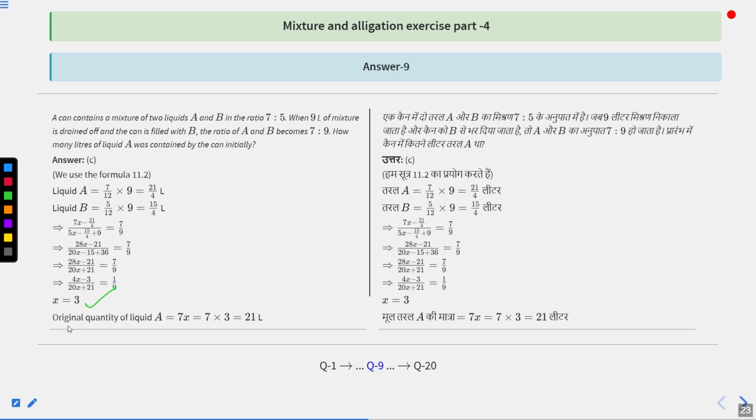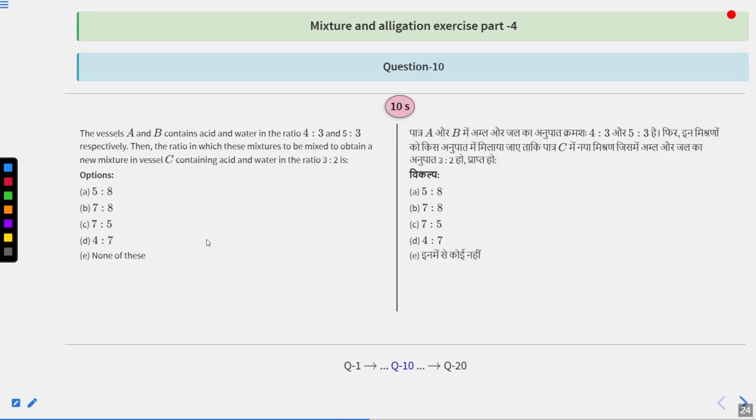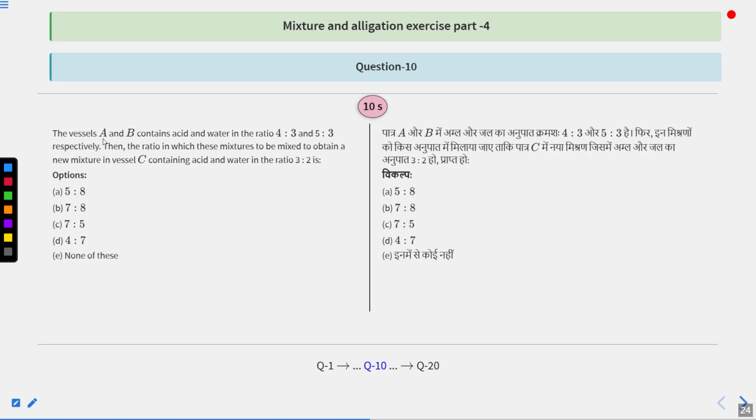So the question asks, what is the original quantity of A? The original quantity we let be 7x. So 7 into 3 will become 21 liters. Clear? Next one. The vessels A and B contain acid and water in the ratio 4:3 and 5:3 respectively. Then in what ratio should these mixtures be mixed to obtain a new mixture in vessel C containing acid and water in the ratio 3:2? You have 5 options and 10 seconds to analyze the question. Your time starts now.